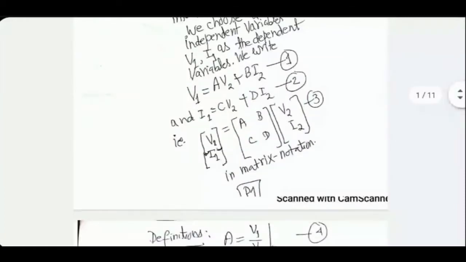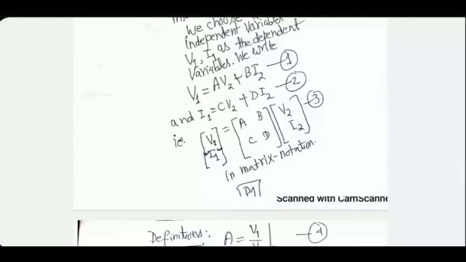How would you define A? Put I2 equal to 0 and take the ratio V1 by V2, which will have no units because it is the ratio of two voltages. For defining B, you will put V2 equal to 0 and will take the ratio V1 upon I2. So B will have the unit ohm.